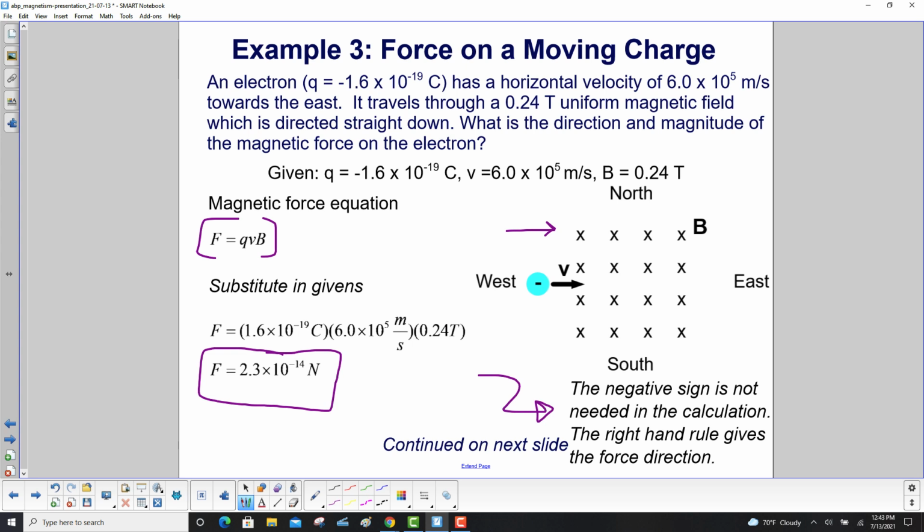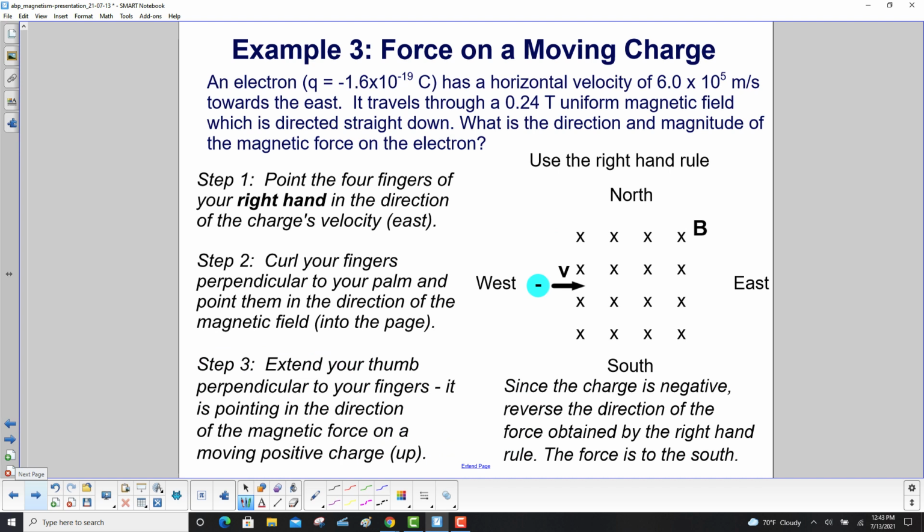The right-hand rule will give us the direction of the force. So point the four fingers of your right hand in the direction of the charge's velocity. So that's east, like this. Curl your fingers perpendicular to your palm and point them in the direction of the magnetic field, which is into the page. Or just face your palm in the direction of the magnetic field, which we've done, and then extend your thumb perpendicular to your fingers. And your thumb should be in the up direction.